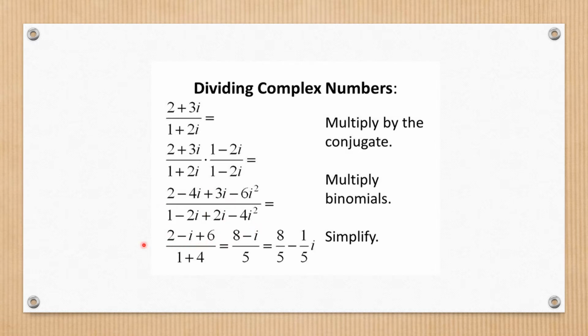After solving and separating real and imaginary parts, as iota square becomes minus 1, it will be 8 minus iota by 5. And in standard form, it can be written as 8 by 5 minus 1 by 5 iota.